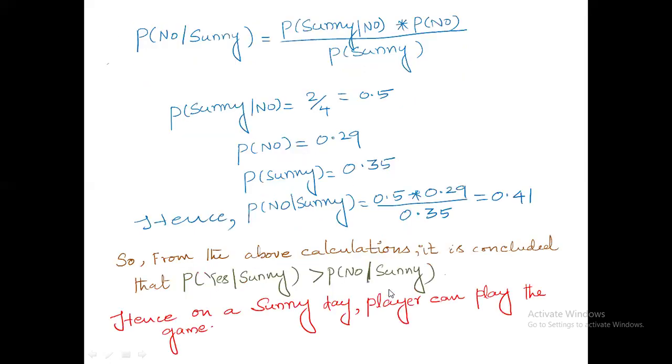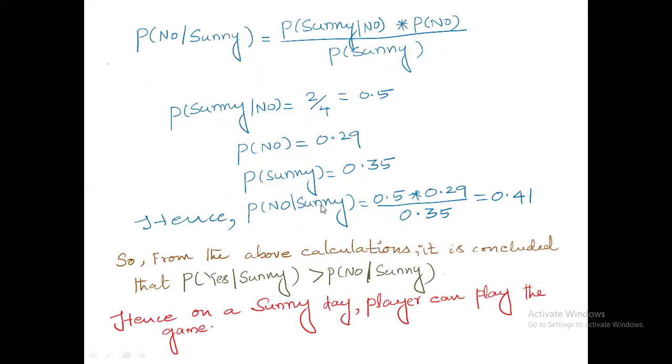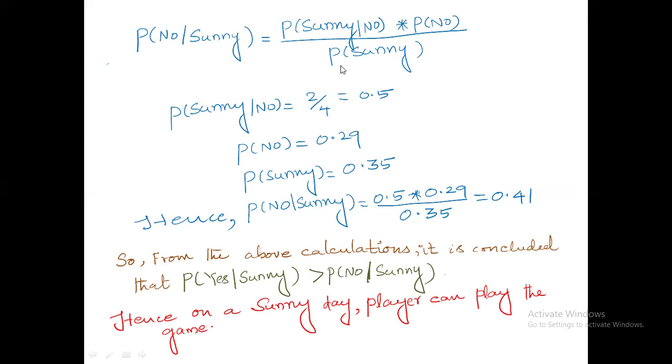So we are getting the value probability of yes given sunny is equal to 0.60. Next we have to find out probability of no given sunny, equal to probability of sunny given no into probability of no divided by probability of sunny. So probability of sunny given no from the above table: sunny with no is 2, so 2 divided by 4, since total no values are 4. 2 divided by 4 is equal to 0.5.